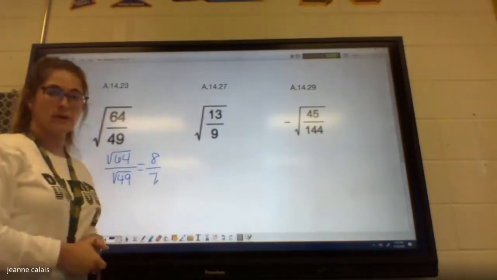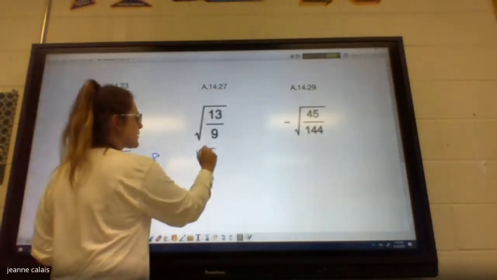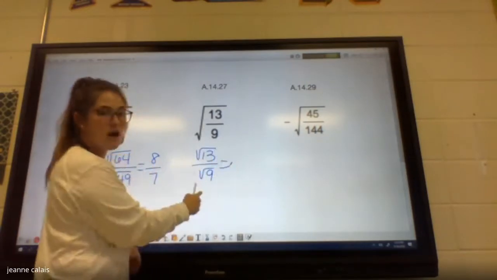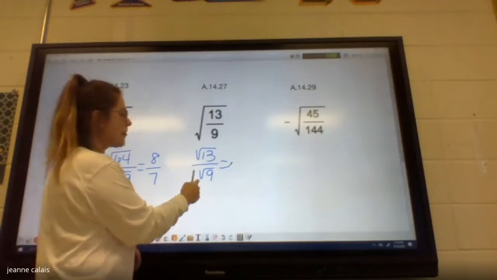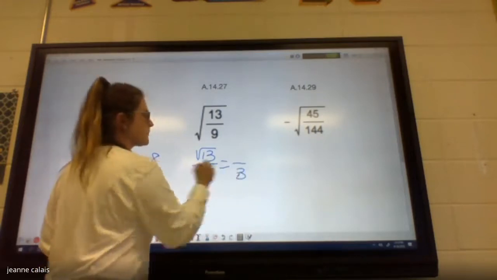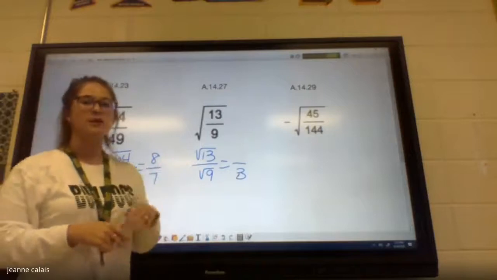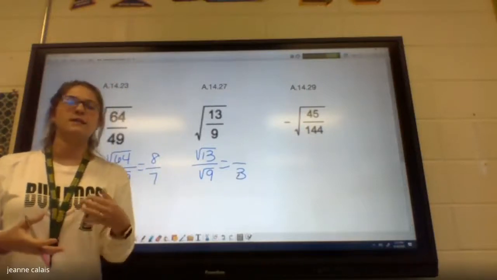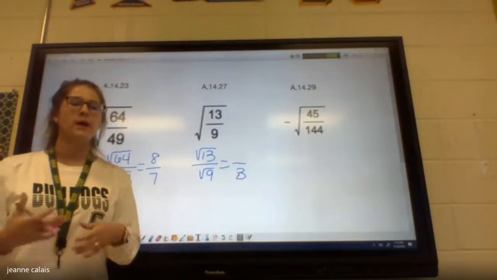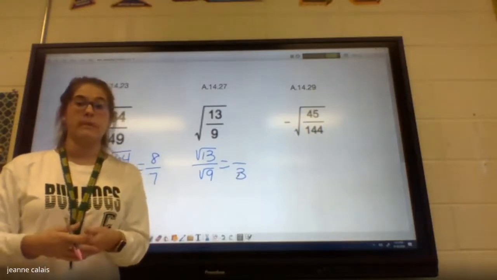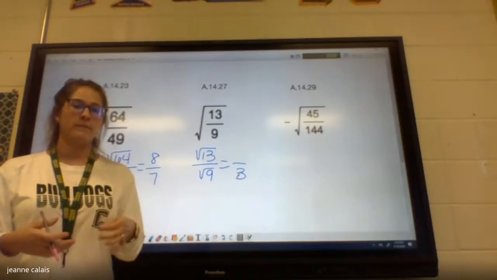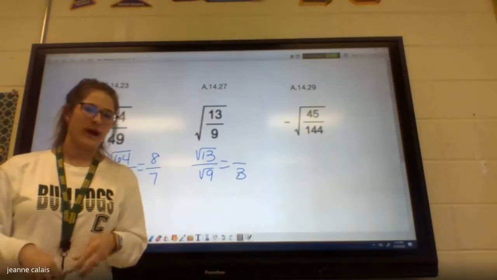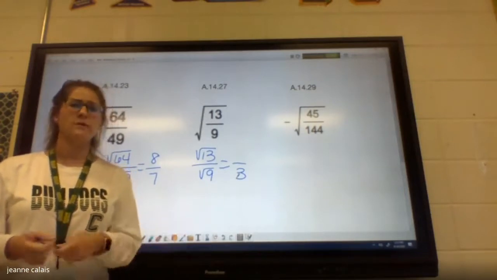Okay, so for this one, you have the square root of 13 over the square root of 9. I'm going to jump to the denominator because I recognize that the square root of 9, that's 3. Okay. 13, you may automatically recognize because it's a small number that it's a prime number. So 13 might be a prime number that you remember, okay? Meaning there is no number other than itself and 1 that could be a factor. So that's a prime number.